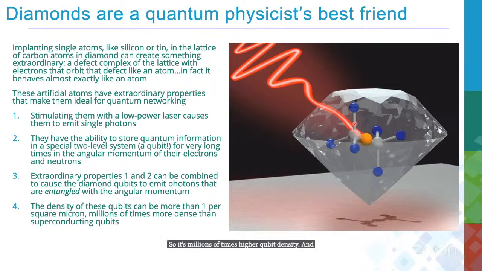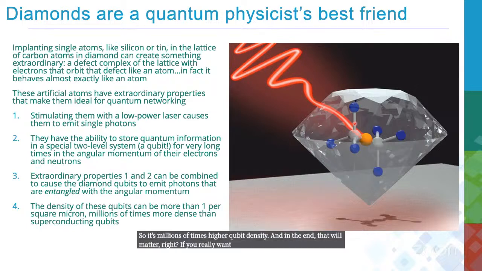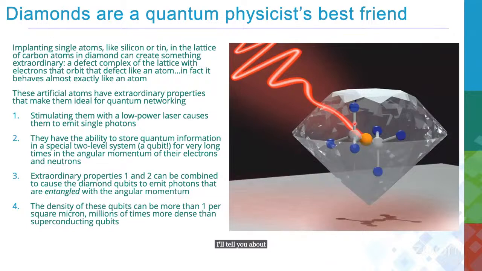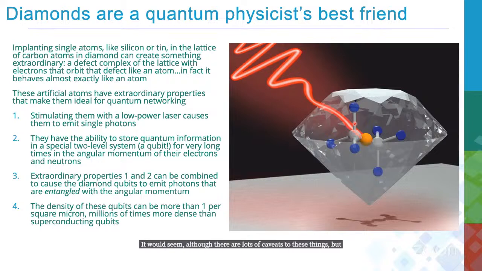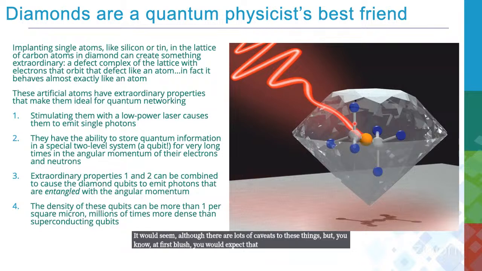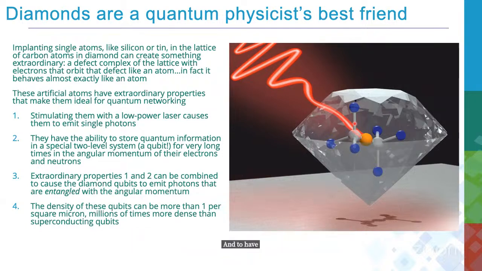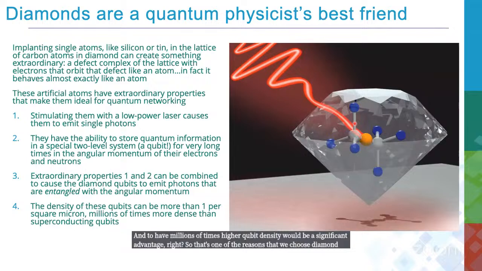And in the end, that will matter. If you really want to pack a lot of qubits into a quantum processor, and in this case when I say processor, we're really talking about the ability to create massive entanglement, which I'll tell you about in another slide, that ability is dependent on having lots and lots of qubits that can coherently interact with each other. So although there are lots of caveats, at first blush you would expect that having millions of times higher qubit density would be a significant advantage. That's one of the reasons we choose diamond for this Center for Quantum Networks approach.